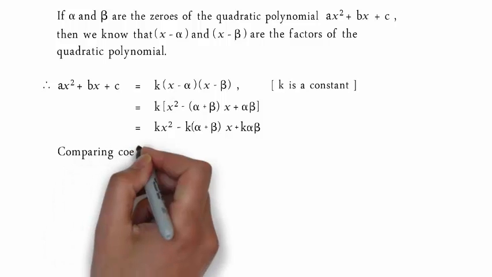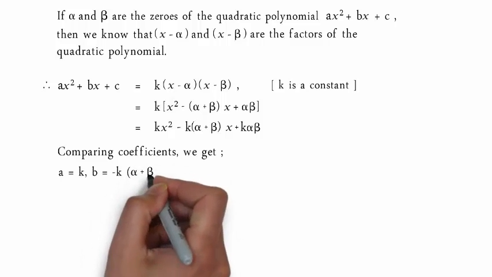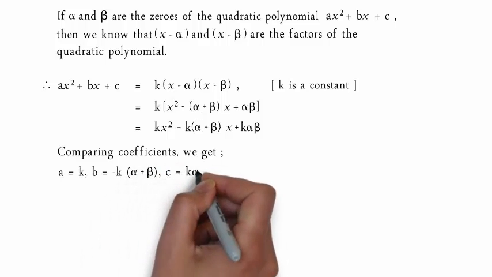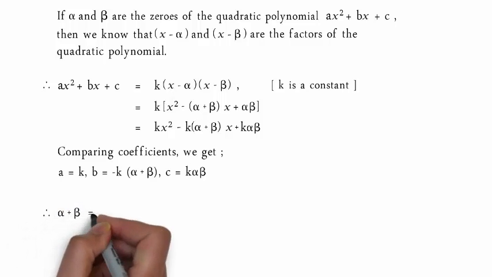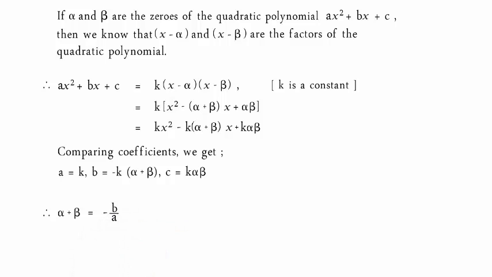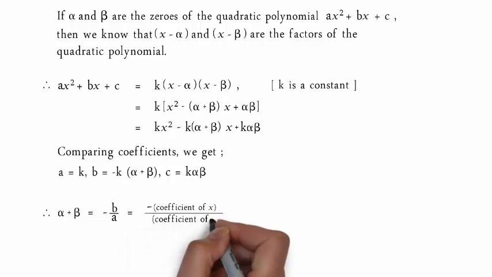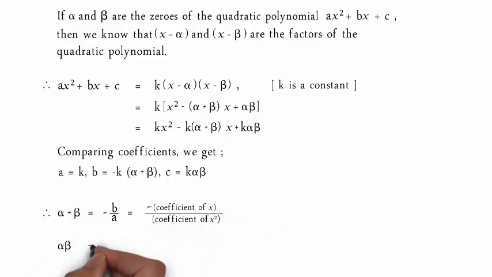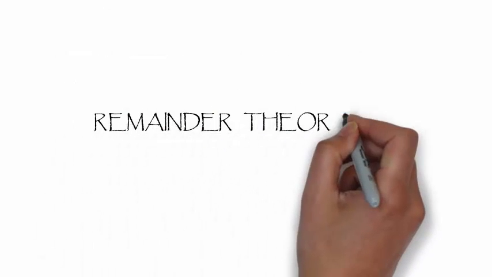Comparing coefficients, we get a is equal to k, b is equal to minus k into alpha plus beta, and c is equal to k alpha beta. We need to find out the values for alpha plus beta and alpha beta. Therefore, alpha plus beta is equal to minus b by k, but the value of k is equal to a. Therefore, alpha plus beta is equal to minus b by a, where b is the coefficient of x and a is the coefficient of x squared. Alpha beta is equal to c by a, where c is the constant term and a is the coefficient of x squared.